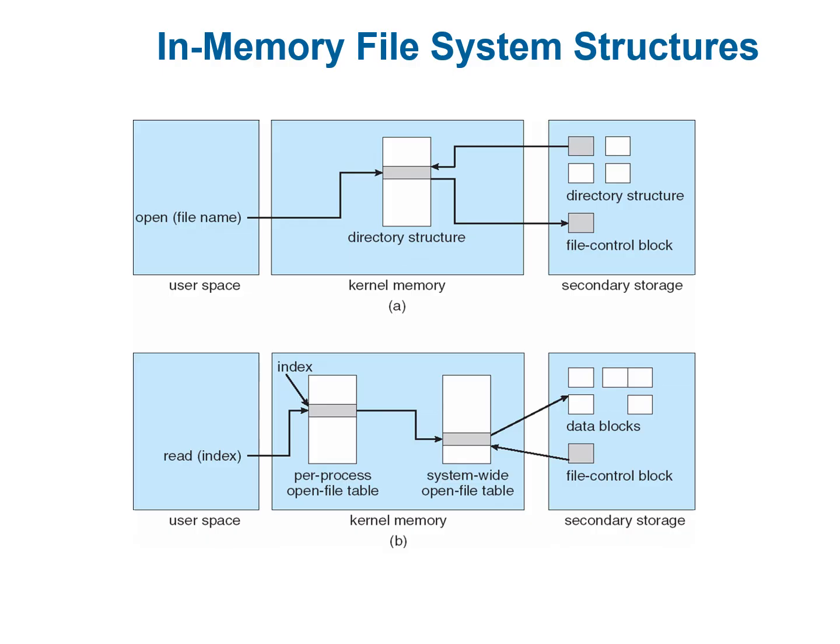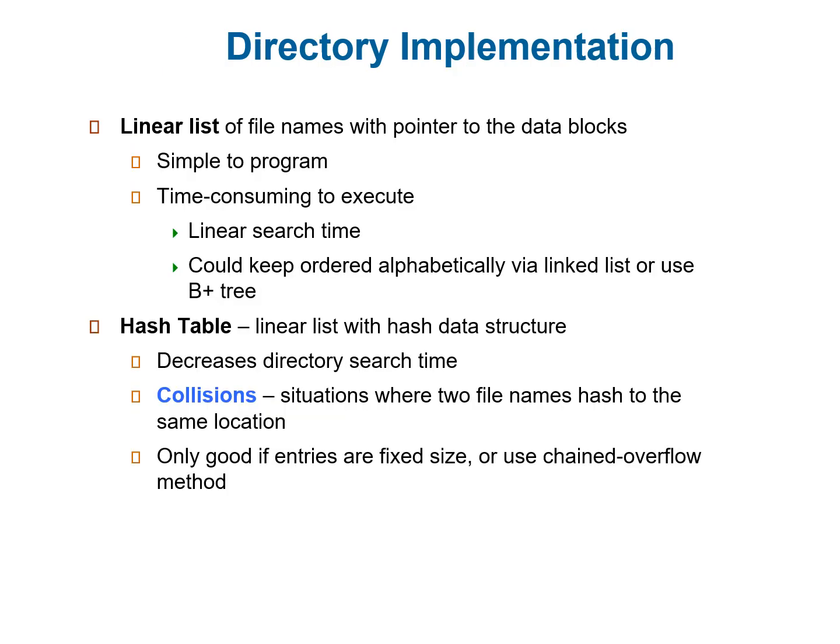In the second case, to improve the performance of file accessing, we may have an index. So we have a read index. Whatever we have recently read, all those things are indexed and kept in the kernel memory. So that's what happens in the second case.